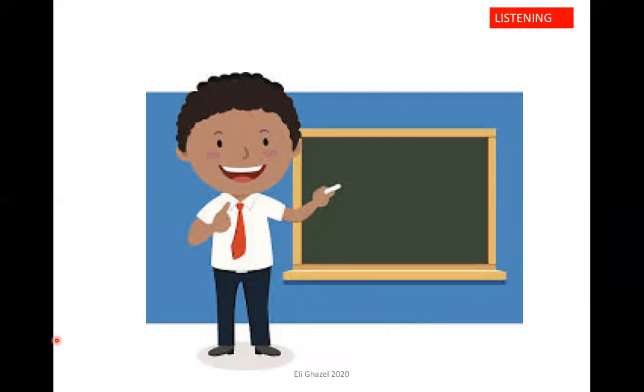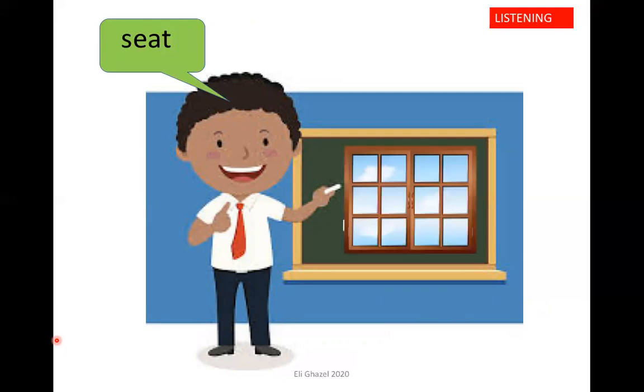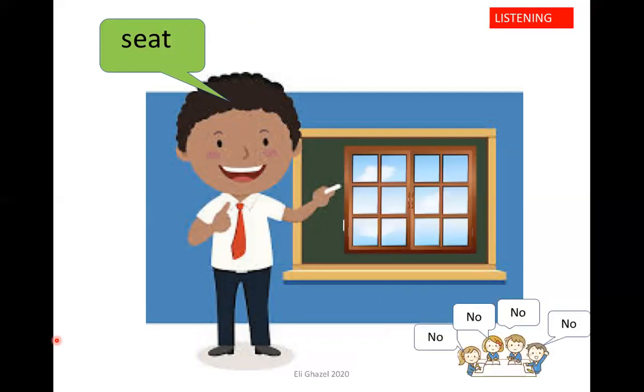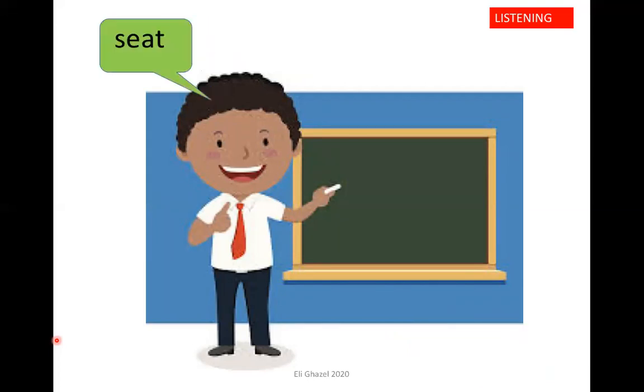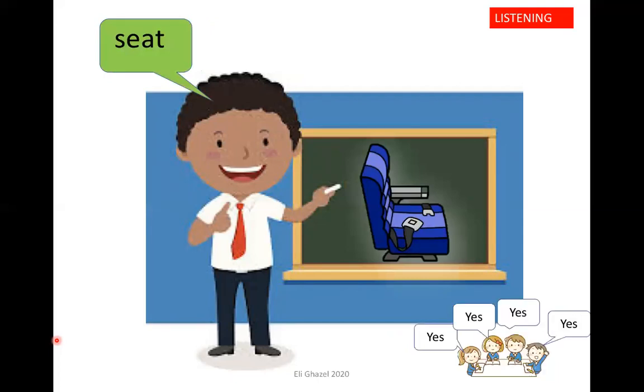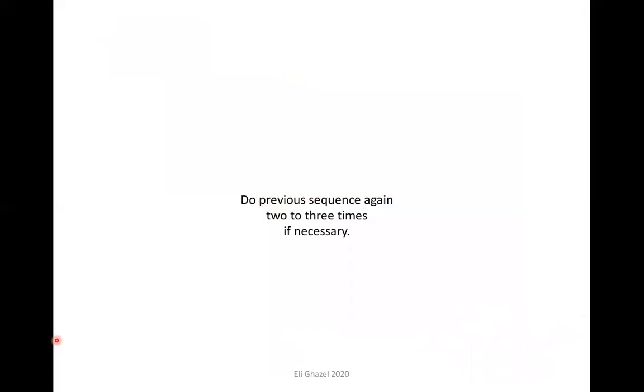Then you say a word, seat. Then you put a picture, and then you give a signal, and the kids will go no. Then you say a word, seat. Then you put a picture. Then you give a signal, and the children will say yes. So you do this again another time, 2, 3, 4 times, depending on how fast the students can remember these words.